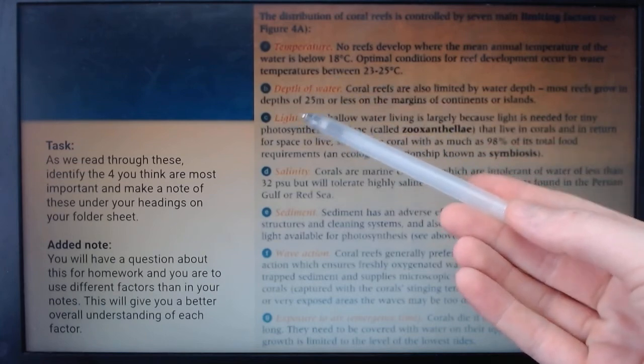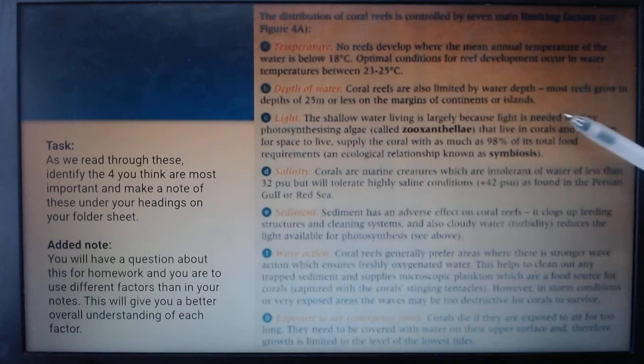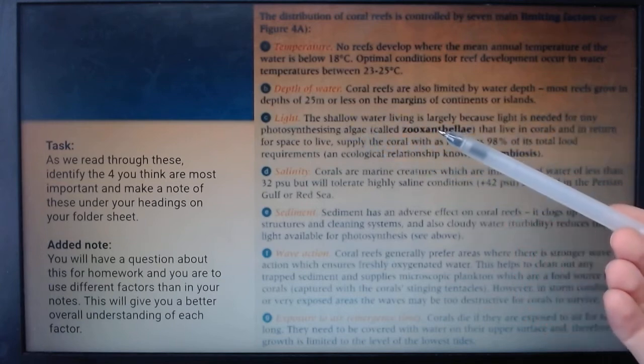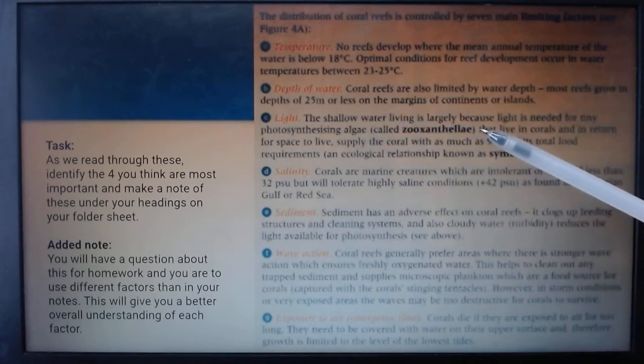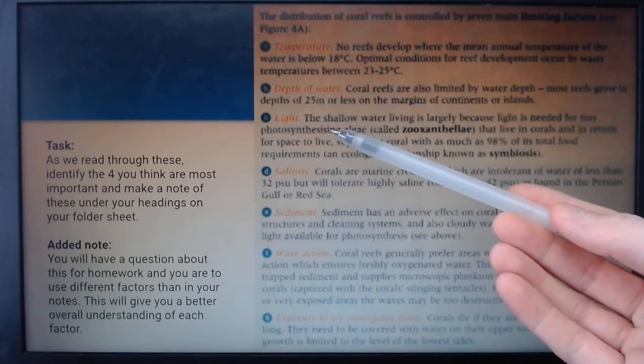The next one explains why they need light. The shallow water is largely because light is needed for the little algae, zooxanthellae. I can't really say that word. They live in the corals and they produce its food, so they need the light to photosynthesize.